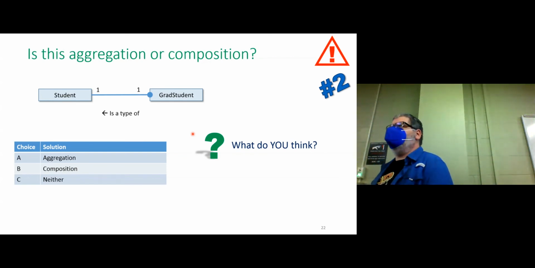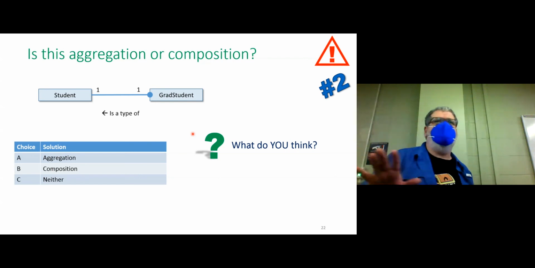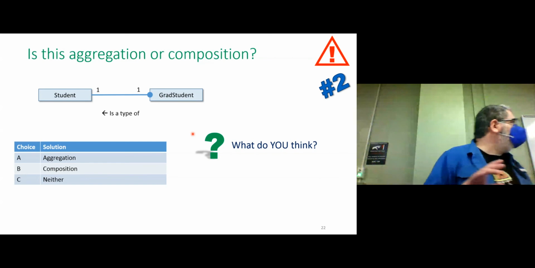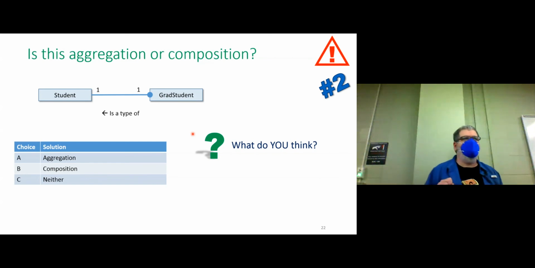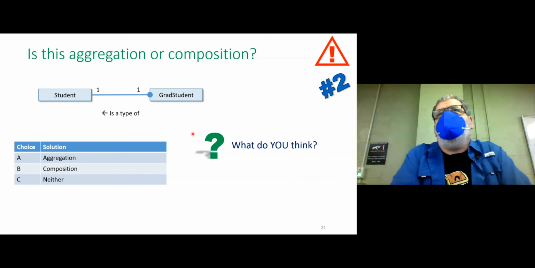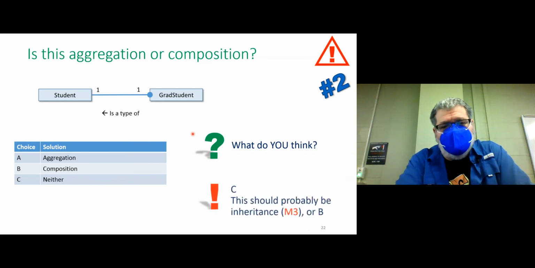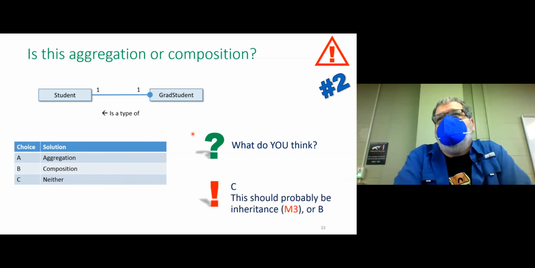All right, so there is unanimity. Everybody voted for composition, except if I missed somebody, and I apologize if I did. So why do you guys think it's composition? Makes sense, right? All the information about an undergrad is also a part of the information about a graduate student. So things like the U number, etc. Okay, that makes sense. Except that the actual answer is C, and it's a trick question.